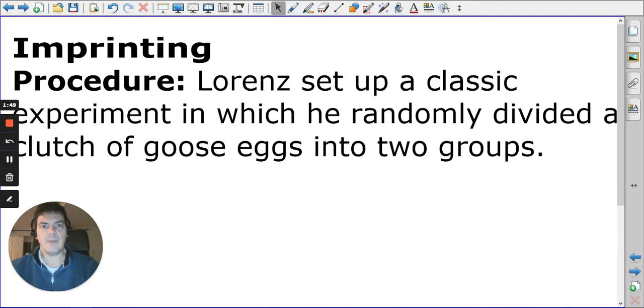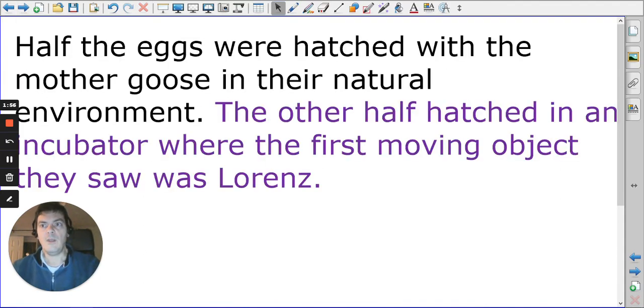First of all, he randomly divided a clutch of goose eggs into two groups. Half the eggs were hatched naturally by the mother. The other half were hatched by Lorenz himself. He placed them in an incubator, and the first moving object they saw was Lorenz.